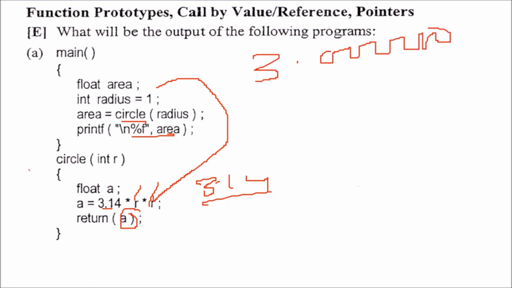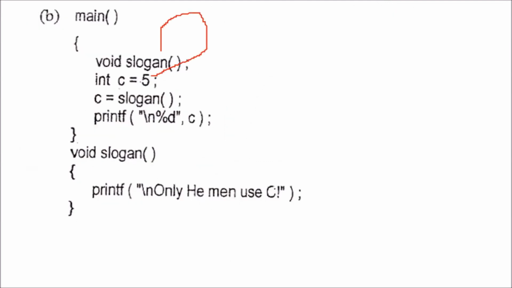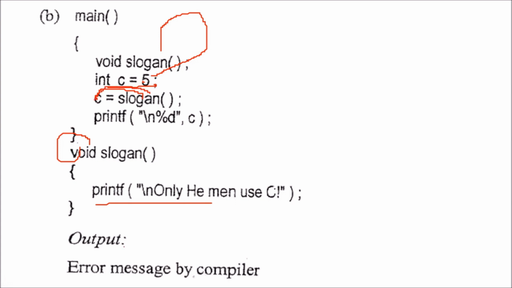Why? Because this circle function has no return type. And if you don't give any return type, C is going to take it as integer. When it is integer, this 3.14 will be truncated. That is why we get the output as 3. Next is this slogan function. We have C equal to 5 and we are trying to assign slogan to C. See, we have no return type here because it is void. How can you assign a void to C? There will be an error message. There has to be some return so that you can assign it to some variable.